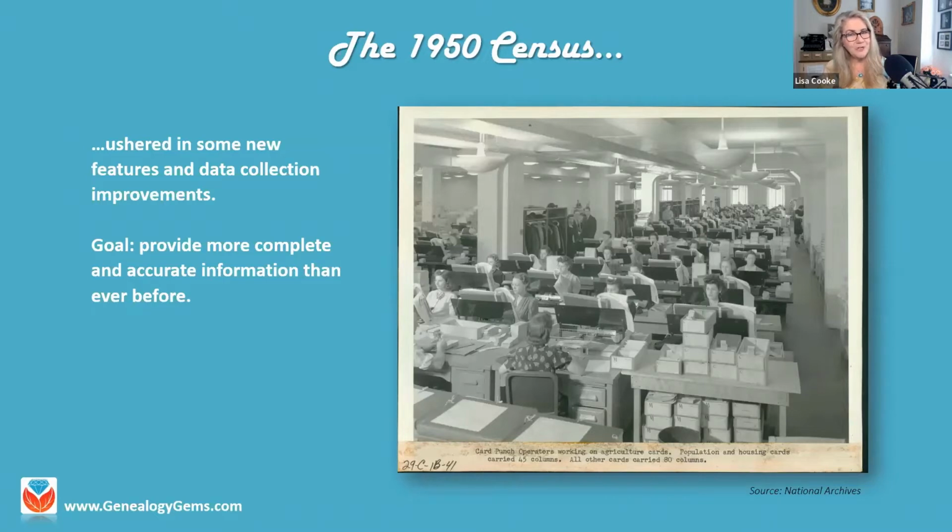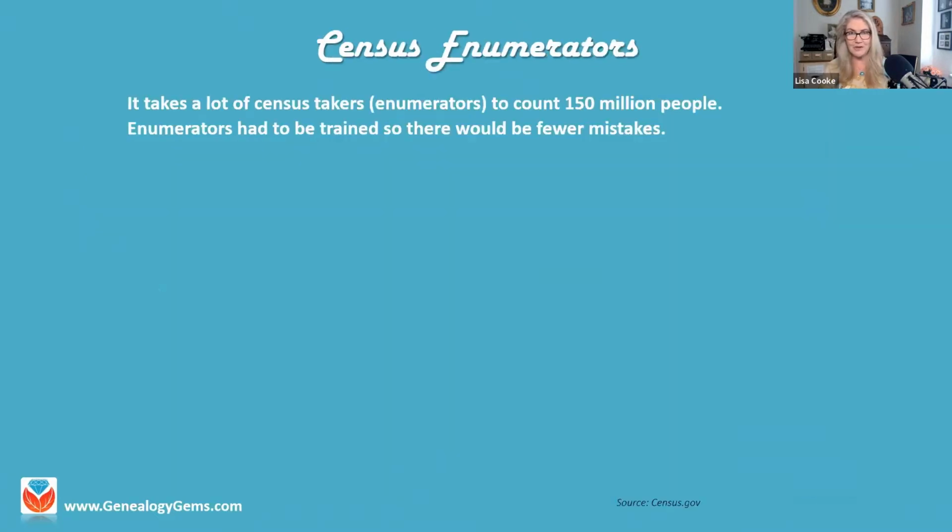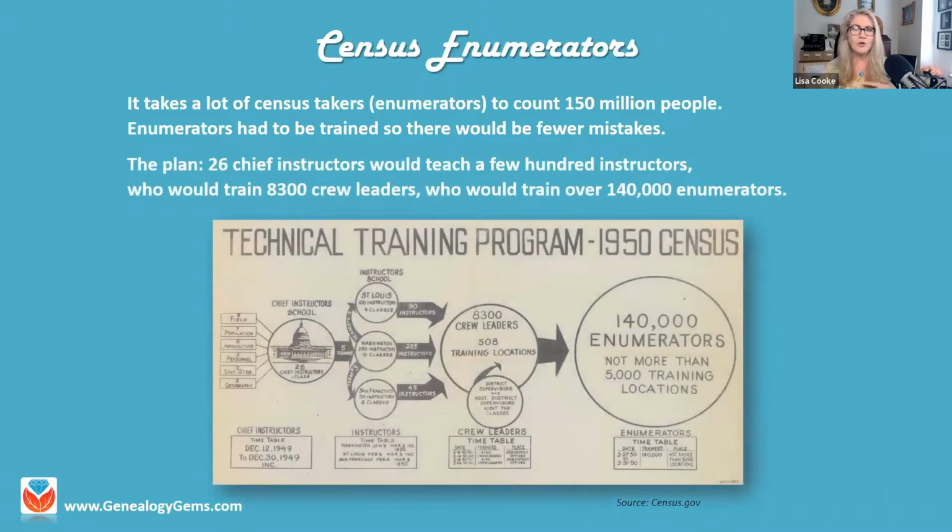This was a really, really accurate census. And I want to show you some strategies as we go along on how to find those people who aren't quite where you think they should be. The census enumerators, part of the improvement process was training. And so they were really focused on creating an entire new efficiency process for training these enumerators so they would take a more accurate census.